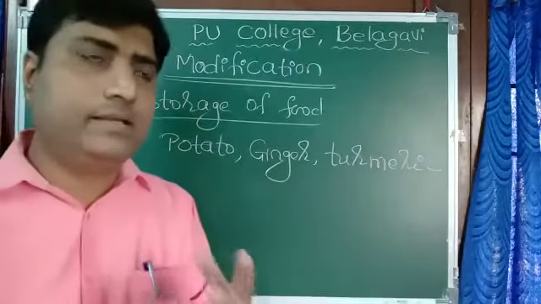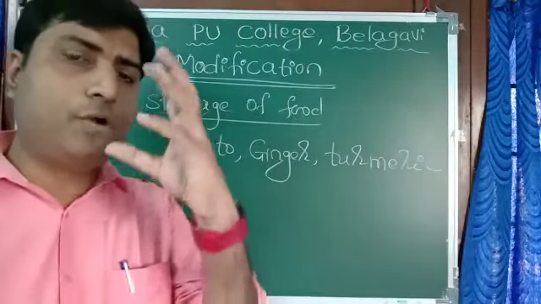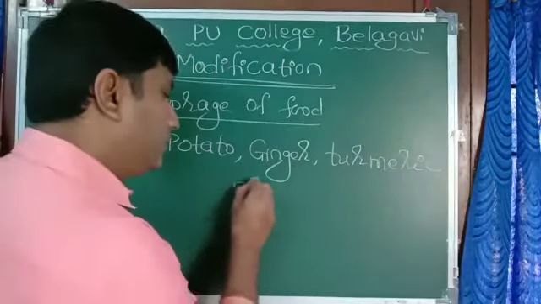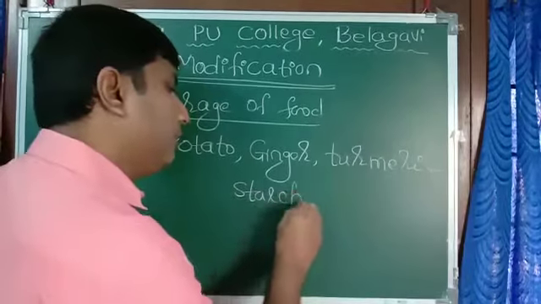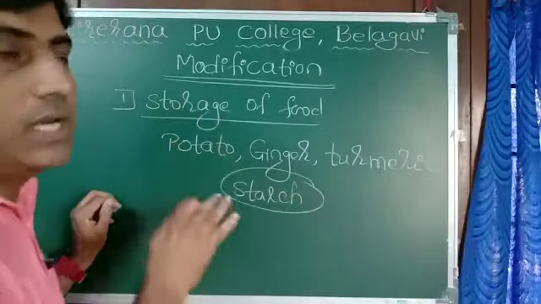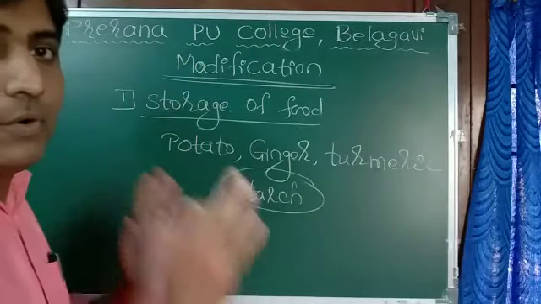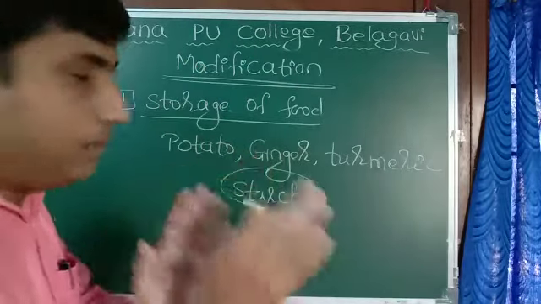We can give the best example of potato. You have seen how swollen potato is. It is rich with starch, and we consume it as one of the vegetables. It's our main food item because we consume starch from that. So this is the storage of food, one of the best modifications of stem in plants.